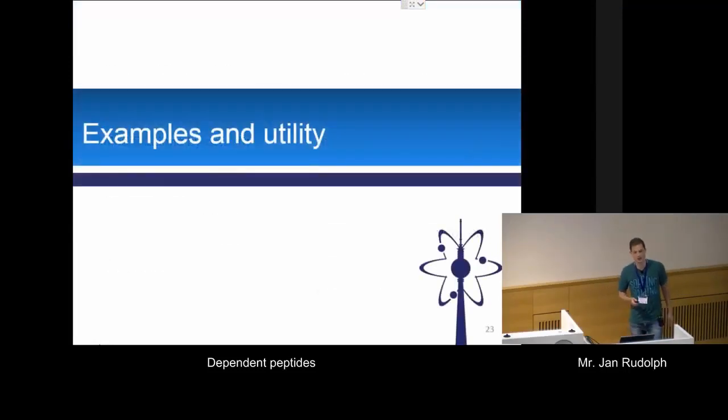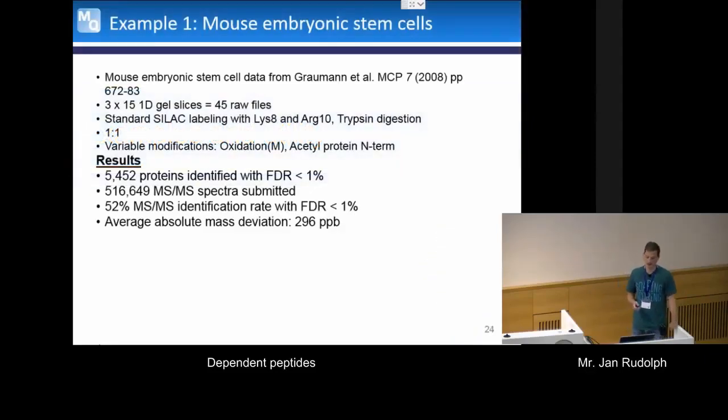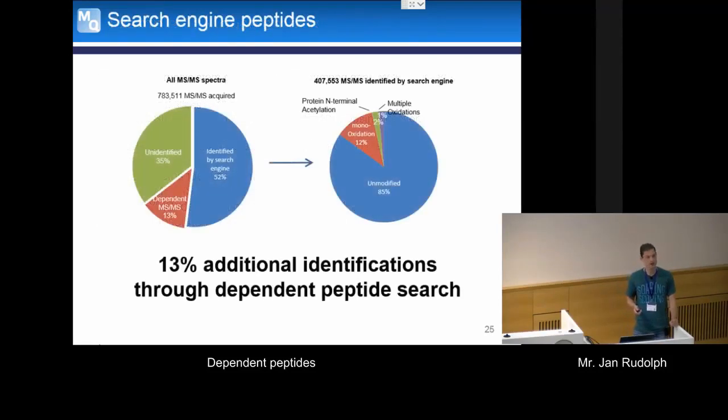Okay, so now that we covered the theory, let's look at some examples and where you can apply dependent peptide search in your projects. So this first example is a SILAC data set from mouse embryonic stem cells. And in the standard search, only the standard variable modifications were selected. And the identification rate on the MS2 level was about 52%. So now we can run the dependent peptide search and see if we can still identify more of these MS2 spectra.